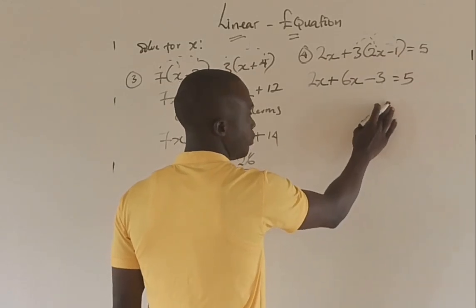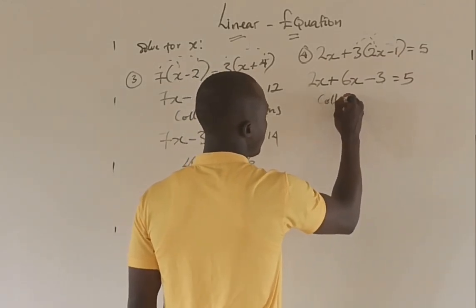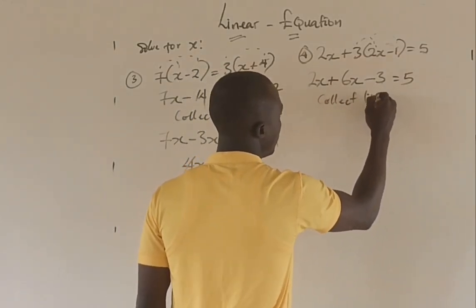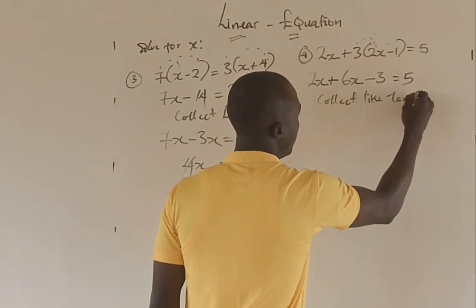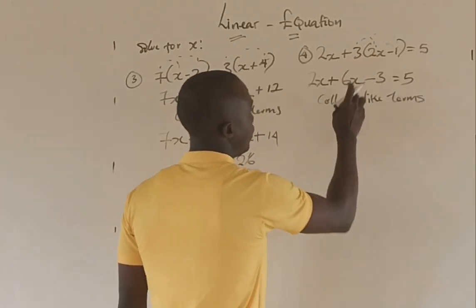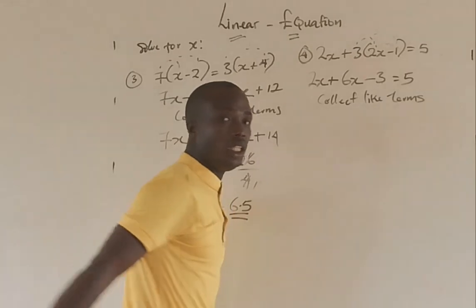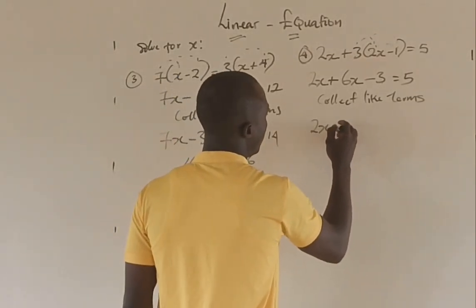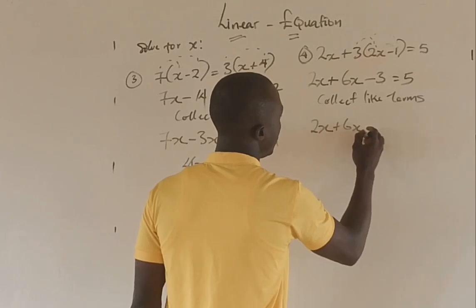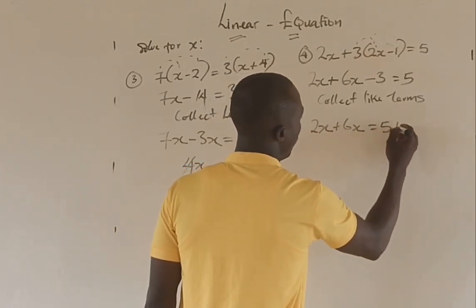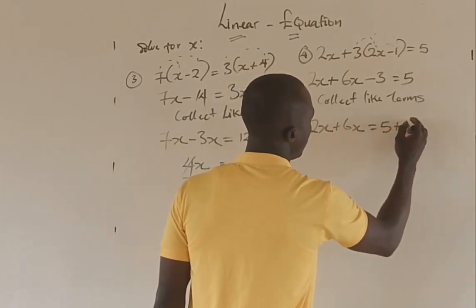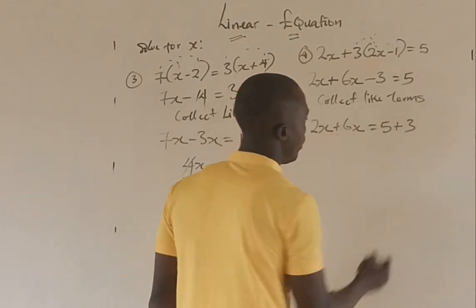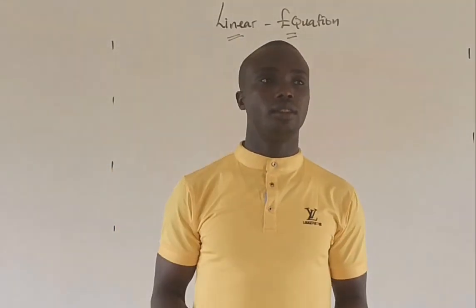We collect like terms. In collecting like terms, -3 here will meet his brother over there, which we have 2x plus 6x equal to 5 plus 3. 5.